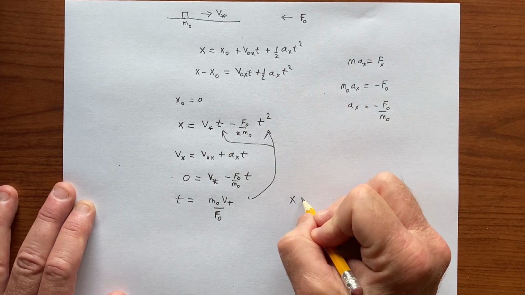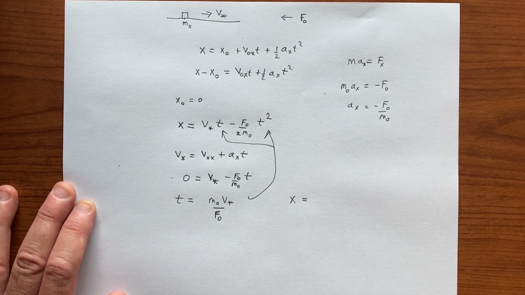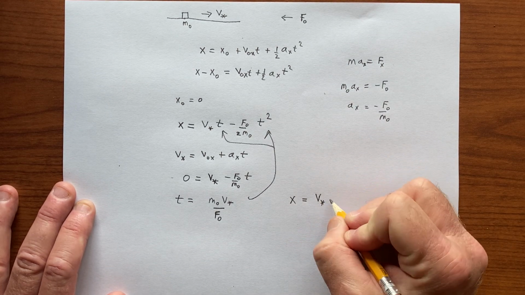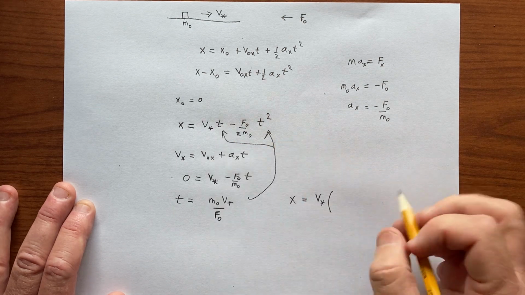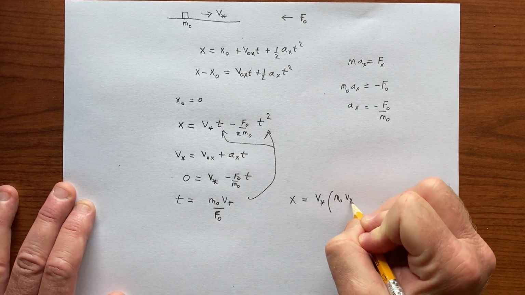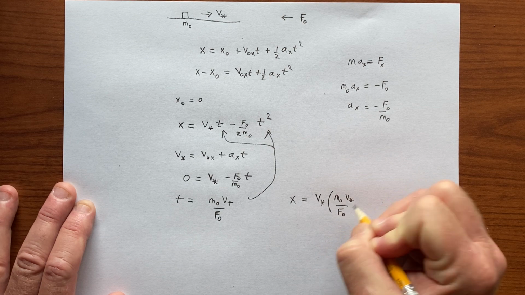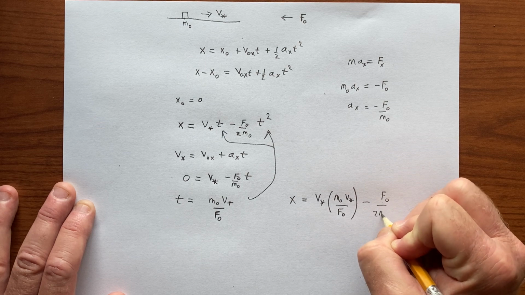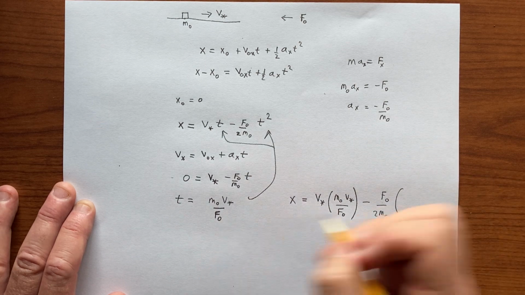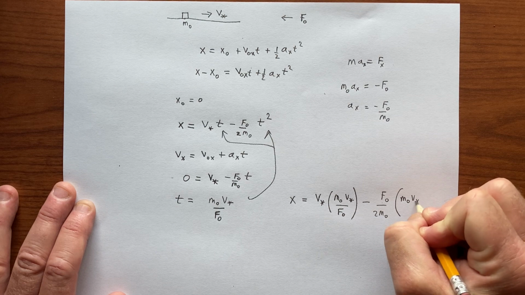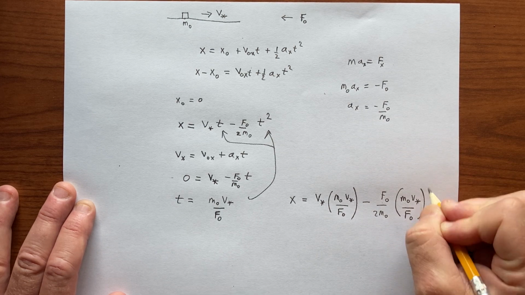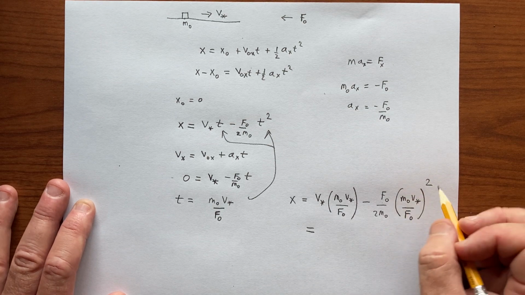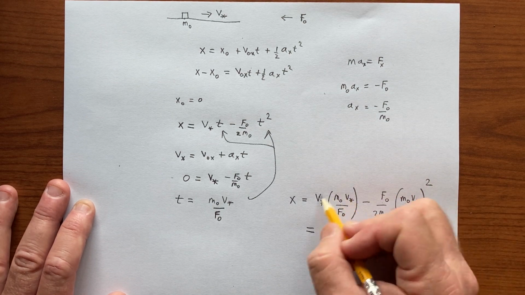We'll get the distance traveled, x or x minus x naught, but in this case x naught was set equal to 0, so it just looks like x equals v star times, let's put a parenthesis here, m naught v star over f naught, minus f naught over 2 m naught times t squared. So that's m naught v star over f naught, all squared. And notice that we want to be careful here because we'll get exactly the same thing that we have here.